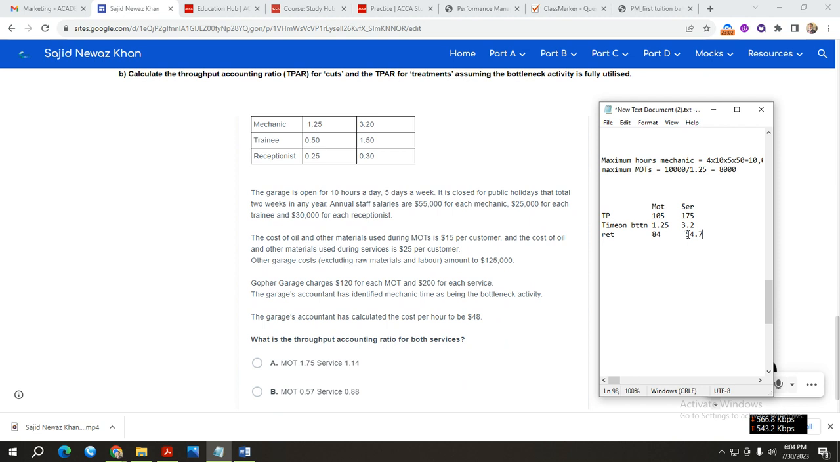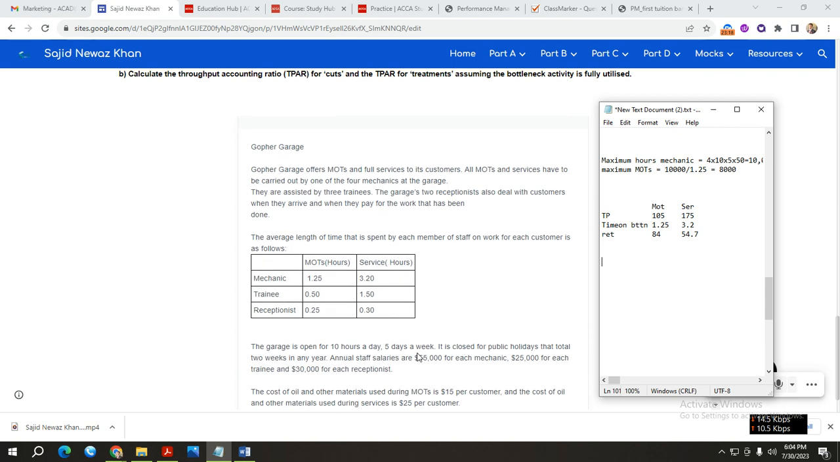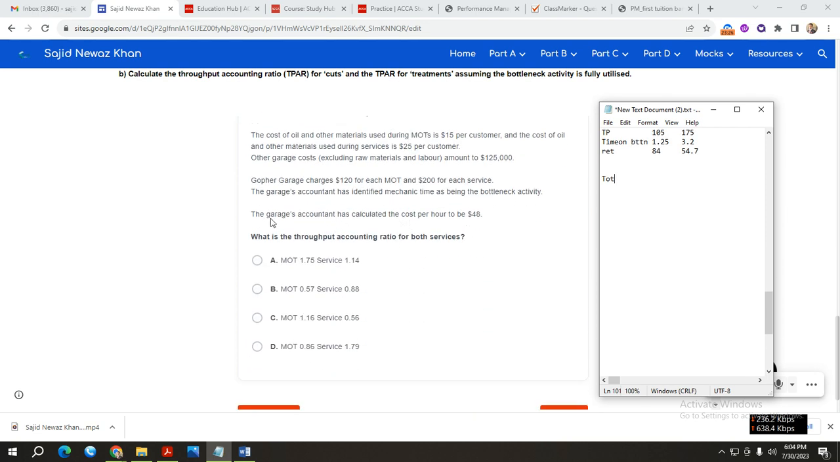These are the return. But we need TPAR, so we would also need the cost. Remember, cost per hour. We have to bring the entire cost to each hour. So what information do we have? First of all, the salary. So let's calculate the total cost. Oh, wait a minute. I think they've already set the garage's cost per hour to be 48. So we don't need to do this. Cost per hour is already given as 48.